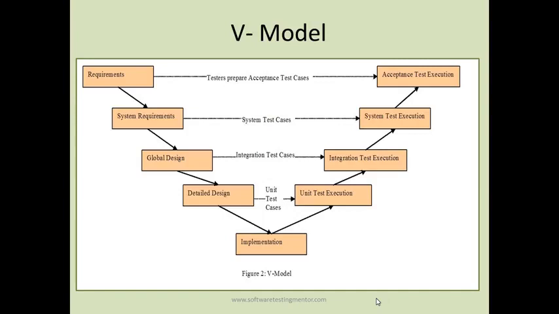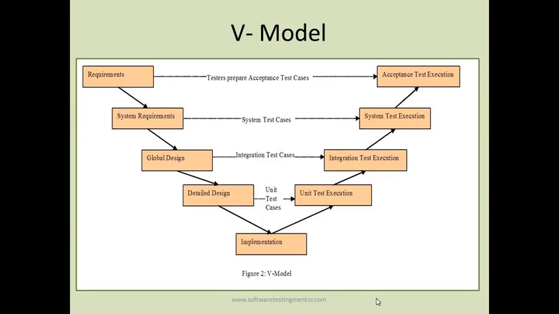Then in detailed design, it's mostly a developer's activity. In most organizations, you'll find that unit testing is done by developers, but testers do provide input in unit test cases as well. So in the detailed design phase, testers provide input in unit test cases, and then after detailed design, implementation is done. Once the implementation is done, testers get the build after the unit test is done. So it depends.